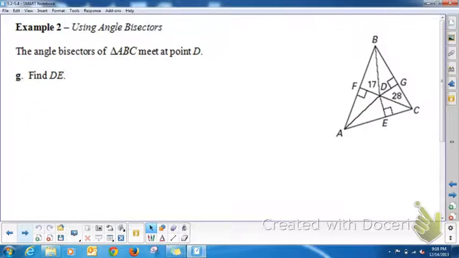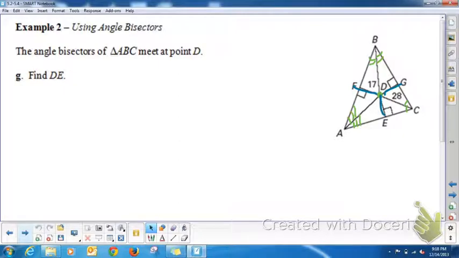Now let's try some with angle bisectors. The angle bisectors meet at the incenter. And if it's an angle bisector, then that means that it cuts these angles into two congruent angles. And therefore, all of these segments would be congruent.